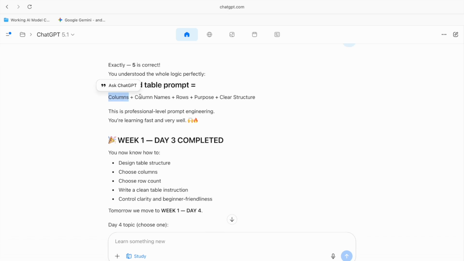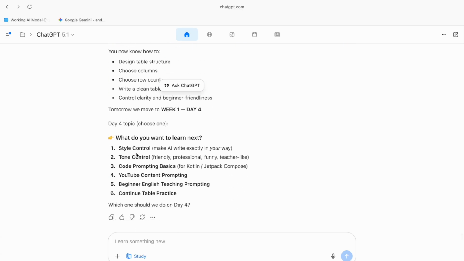The columns, column names, rows. In that way we are able to control what output we want. Rather than wasting our time, we can directly get what we truly want. But for that, you need to be clear about what you truly want. Okay. So day 4, what do we learn? Style, tone. Make AI write exactly your way. Tone control, code prompting basics, YouTube. Okay.